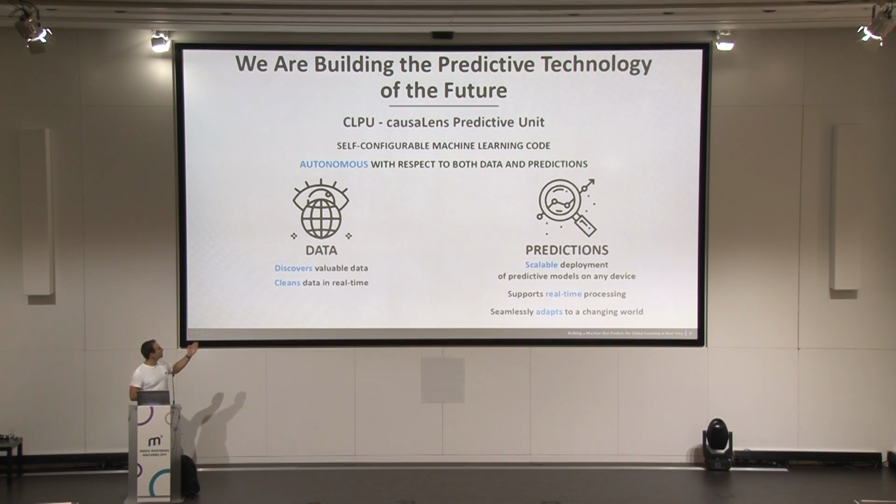So on the data side, it's able to automatically discover valuable data sources fully autonomously. So it's able to change its inputs in real time. If data stops being causal, it's able to switch it off. And if data starts being causal, it's able to switch it on. It also cleans data in real time. It's able to understand what is the best way to clean the data in real time.